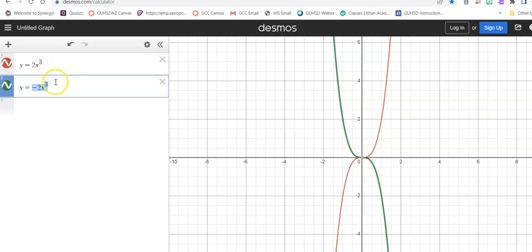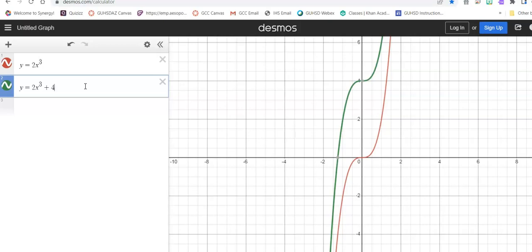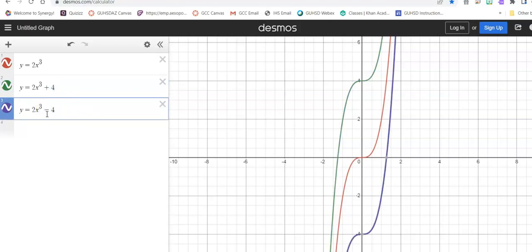So if we've got 2 times x raised to the third, we can do our k translations by adding 4, so adding 4 moved it up 4. We can come down here and we can actually subtract 4. And it's the same graph, it just slid up or down.